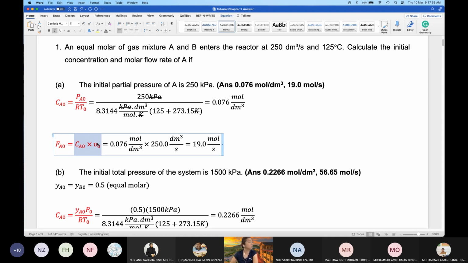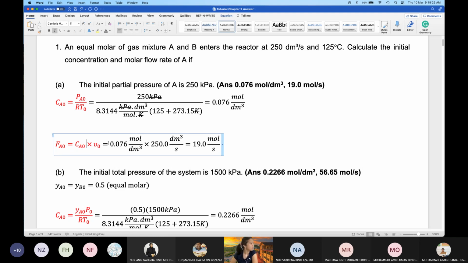Like I told you, just do unit cancellation. If you're not sure, try to multiply first. If you see the units cancel and you get the correct dimension that you want, most likely you are correct. So in this case, I put it as FA0 equals CA0 multiplied with V0, which means the initial molar flow rate of A equals the initial concentration of A multiplied with the initial volumetric flow rate. So let's multiply.